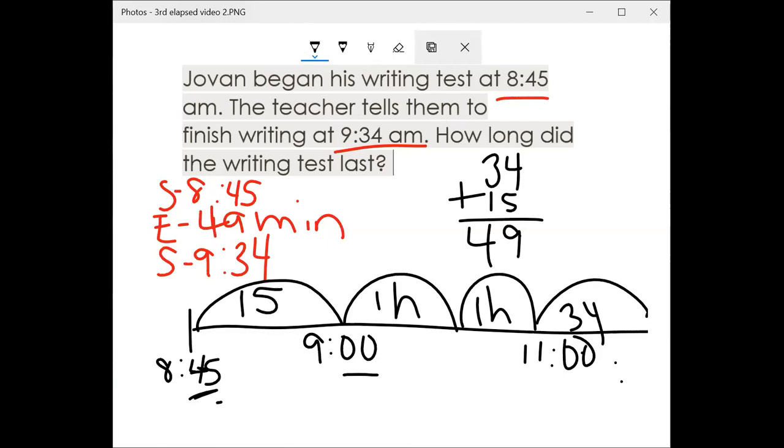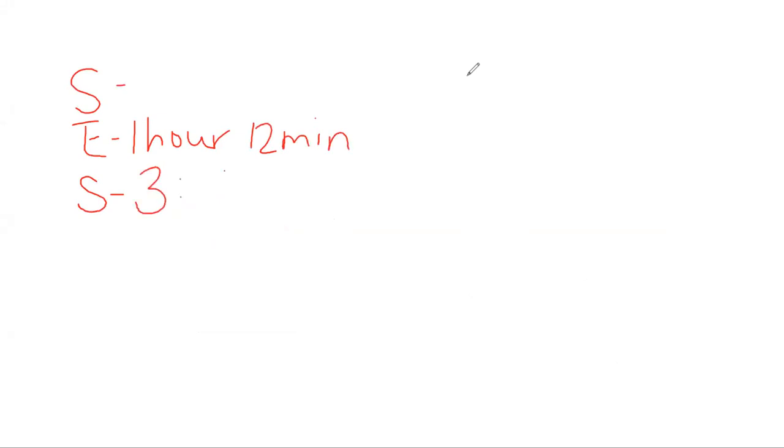Now I don't have another problem to share, but I am going to write one up really quickly because I realized that I showed you 2 questions where the elapsed time was missing. So this isn't going to be a word problem, but I am going to do an SES up here. And let's say that 1 hour and 12 minutes is our elapsed time, and our stop time is 3:54. So now I need to figure out what the start time is.